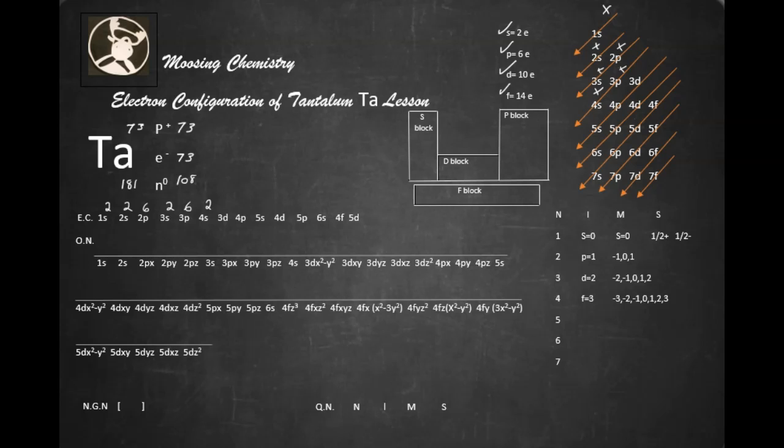4s2, 3d10, 4p6, 5s2, amazing, 4d10, 5p6, 6s2, 4f14, and finally 5d3. And if you add up all those electrons, you would get 73.